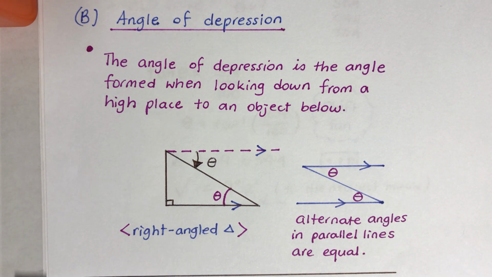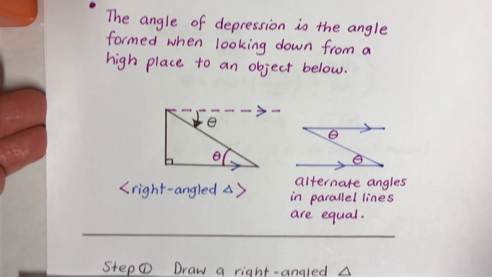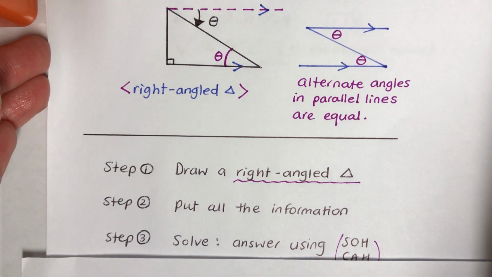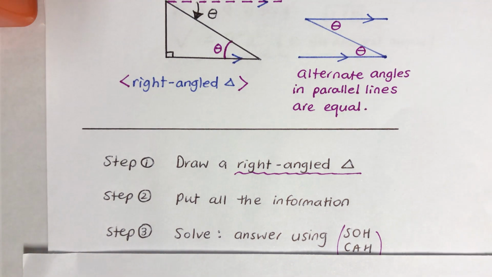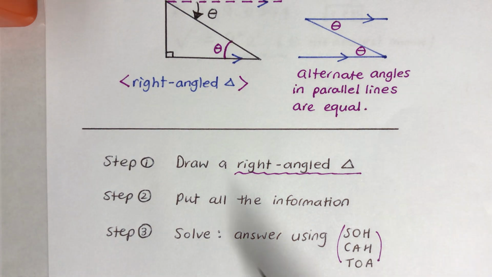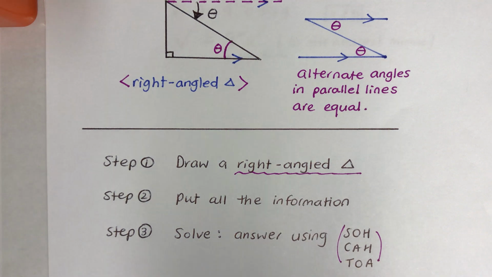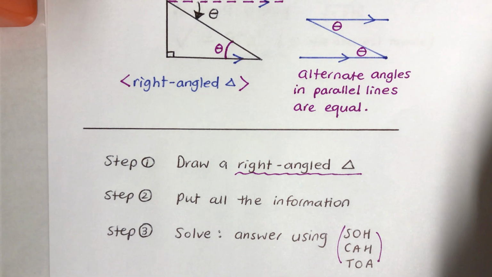Okay, now I always found it's easier, and it doesn't really matter what kind of question you get, as long as you get a depression or elevation question, the first thing you've got to do is draw a right angle triangle. However complicated the story might be, just draw a right angle triangle, put all the information you can get from the question on it, and then solve it. Now use SOH CAH TOA, because it's a right angle triangle. If it's not a right angle triangle, you cannot use SOH CAH TOA, obviously.